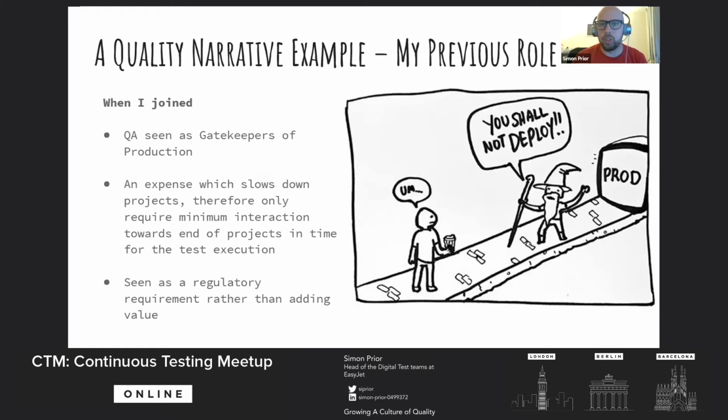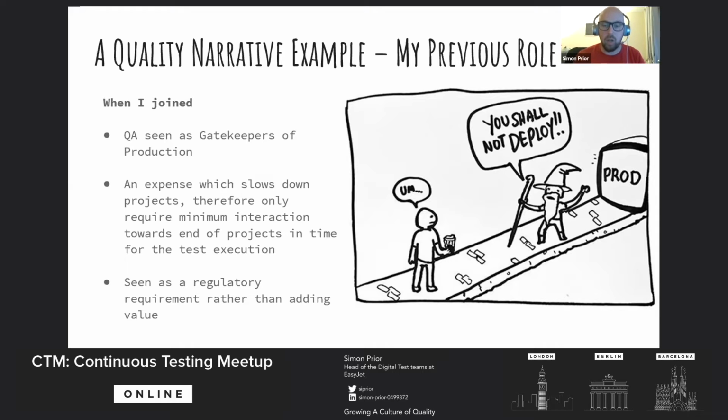But I took that as an opportunity to try and change things. That really was the momentum I needed to try and change that attitude. The other thing that came out of that point is that testing was seen as a regulatory requirement. It wasn't really about doing testing to add value. We're going to find issues that wouldn't be found by the developers or anything else.